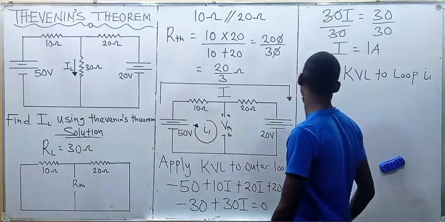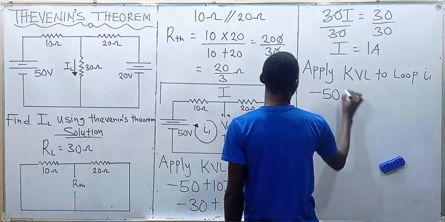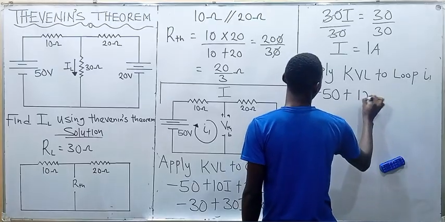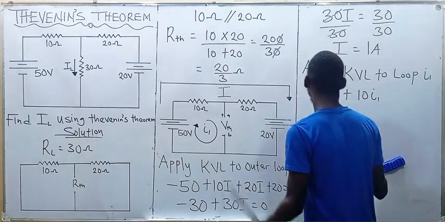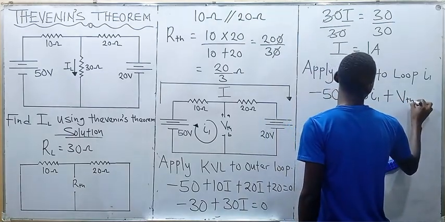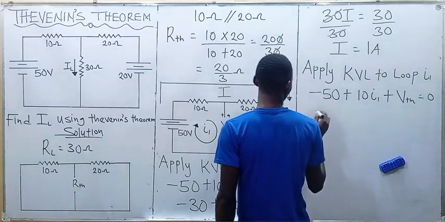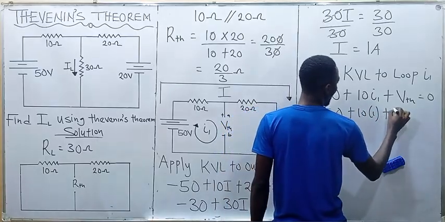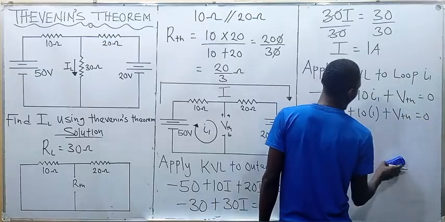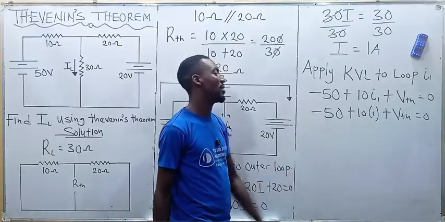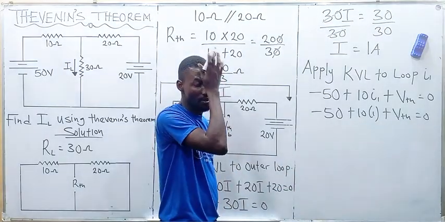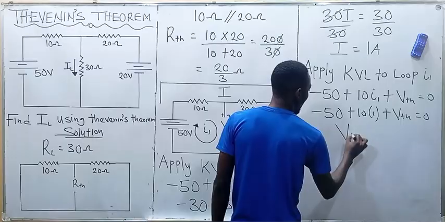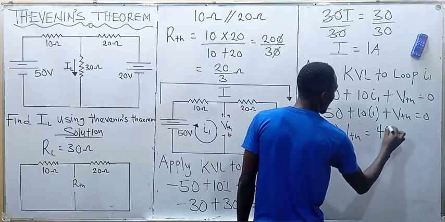So we are going from negative 50, then plus 10 I1 plus the Thevenin voltage, everything equals to what? 0. So this is going to be minus 50 plus 10 times 1 plus VTH, everything equals to 0. So 10 times 1 is 10, minus 50 plus 10 is minus 40, right? So if we move minus 40 to that side, then our Thevenin voltage will be equal to 40 volts.